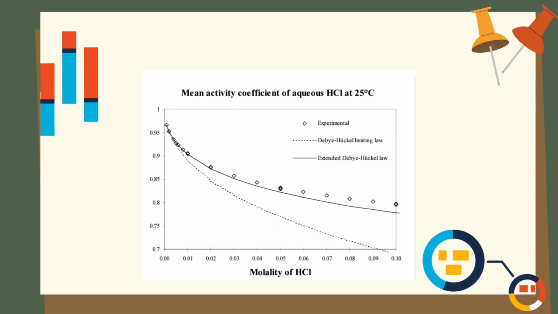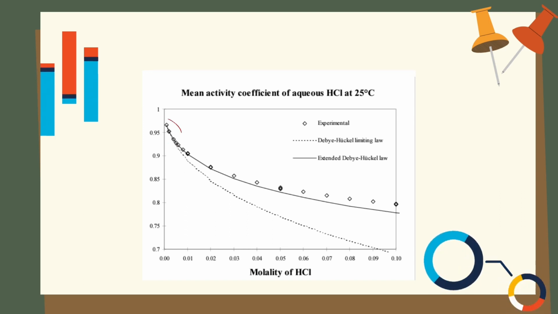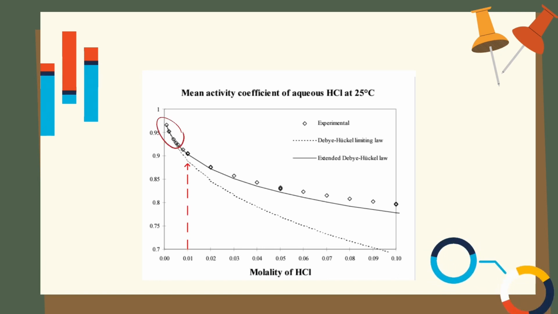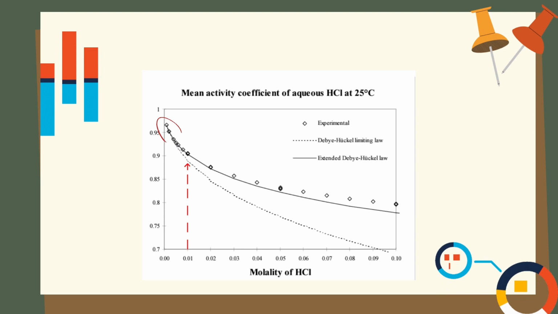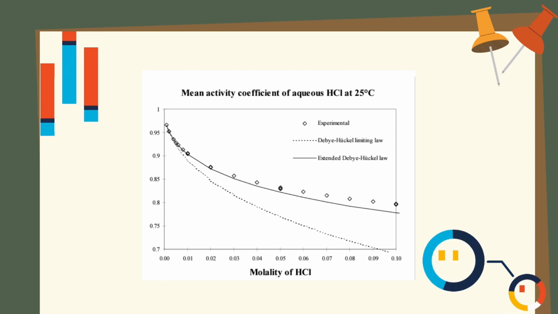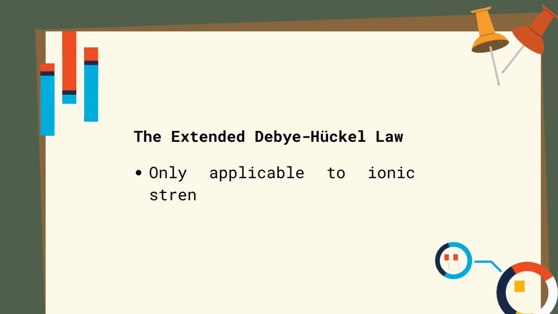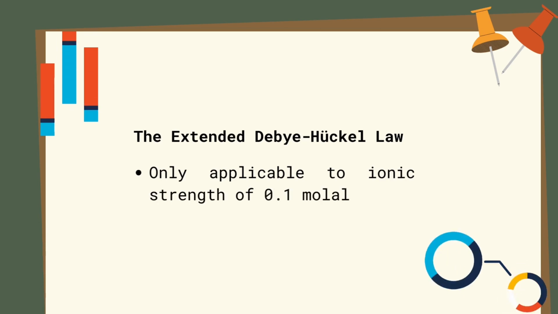As can be seen, the values from the Debye-Hückel limiting law agree with the experimental data only at the very beginning of the curve, which has a molality lower than 0.01. This proves that this law is only applicable to an ionic strength of maximum 0.01. Meanwhile, it is clearly apparent that the mean activity coefficient calculated using the extended law agrees with the experimental values up until 0.1 molal. However, the extended law is only applicable at ionic strength up to 0.1 molal.